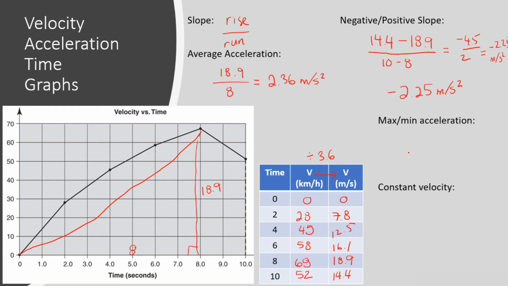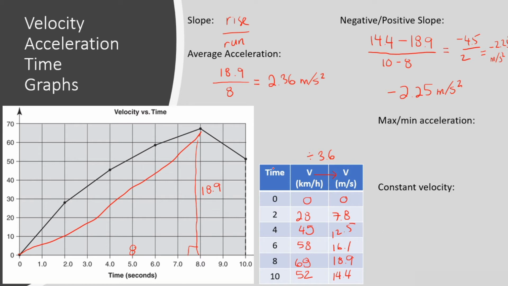Okay, so our maximum acceleration, once again, is going to be when we have a slope that is the steepest, when we have the biggest change in velocity for the shortest amount of time. And usually that's right when we're starting away. And then more of a minimum one would be a flatter slope, so less change in velocity.